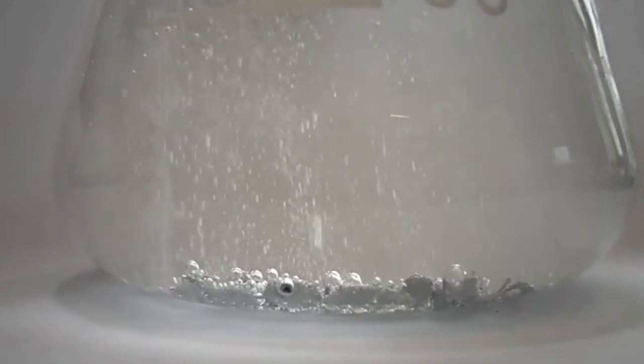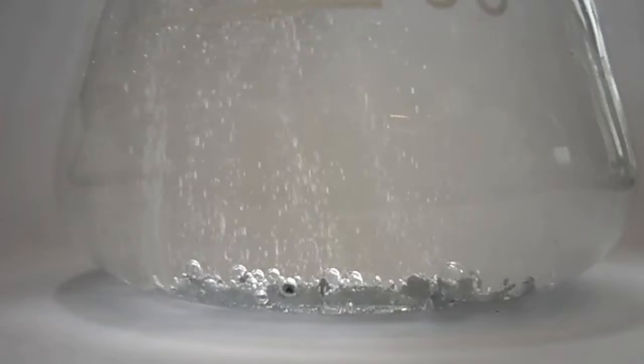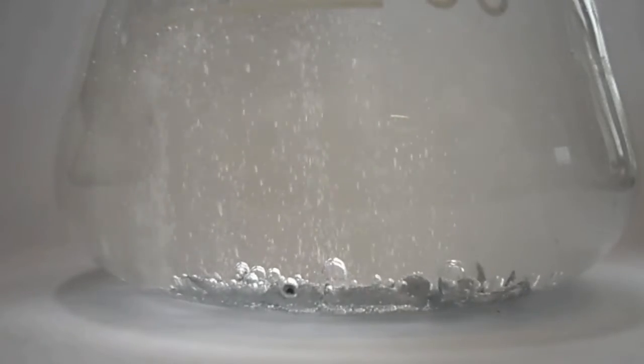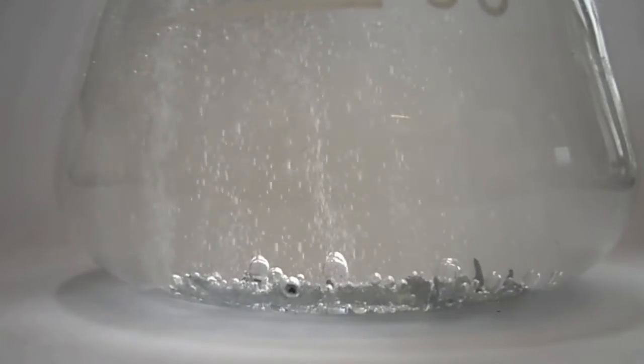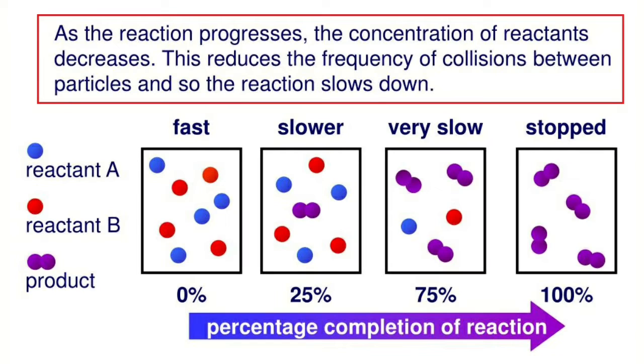Reactions do not proceed at a steady state. They start off at a certain speed, then get slower and slower until they stop. As the reaction progresses, the concentration of reactants decreases. This reduces the frequency of collisions between particles and so the reaction slows down.